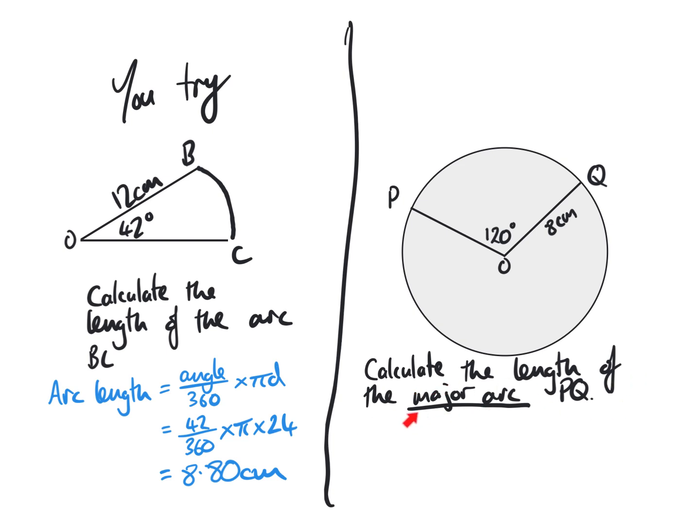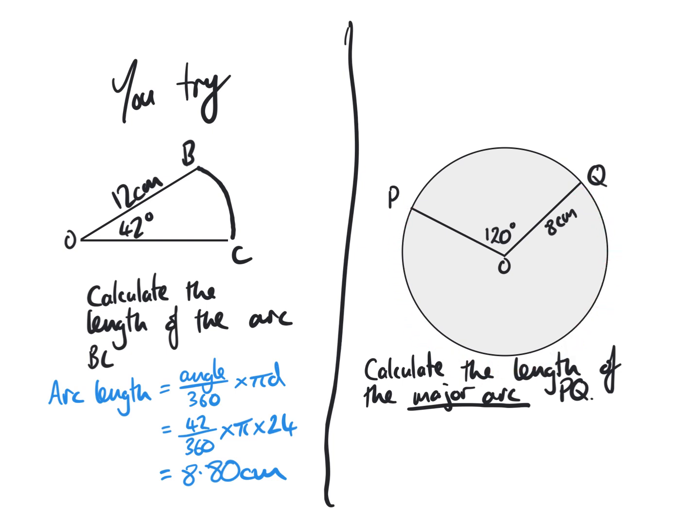The next question asks us to calculate the length of the major arc. Now, underline major arc, let's just look out for things like that. There are two arcs on this because we've got the whole circle drawn. There is the arc going this way, and there is the arc going this way. So this is obviously the smaller one, so this is the minor arc, and this one going this way is the larger of the two. This is the major arc.